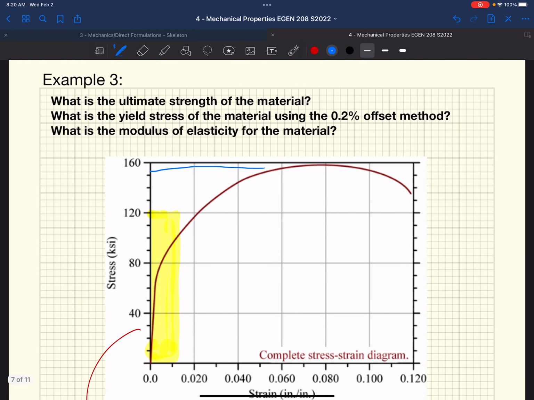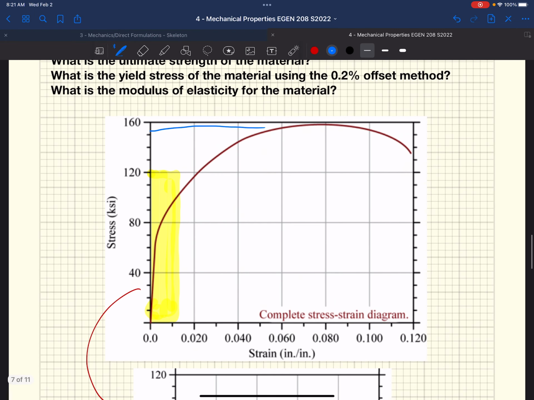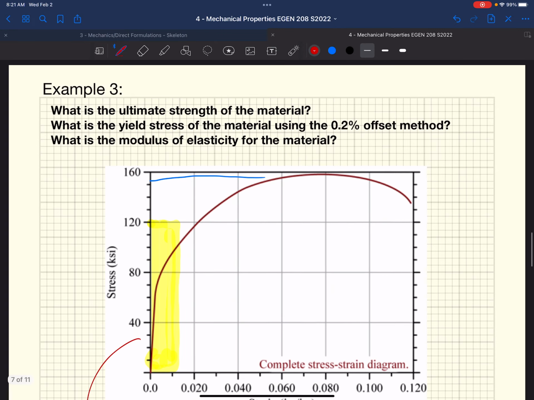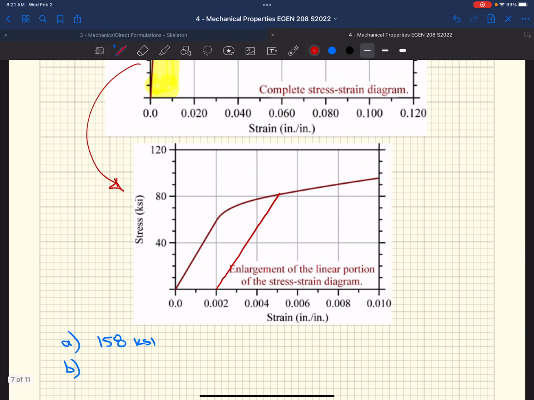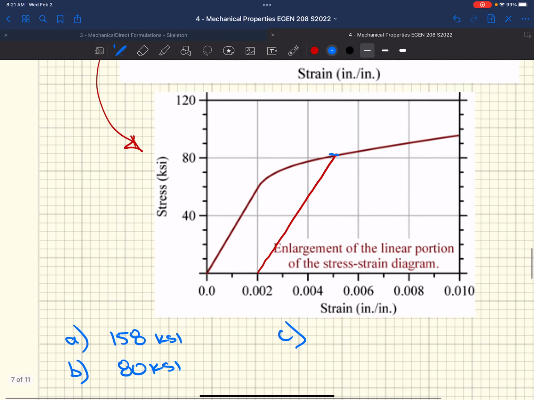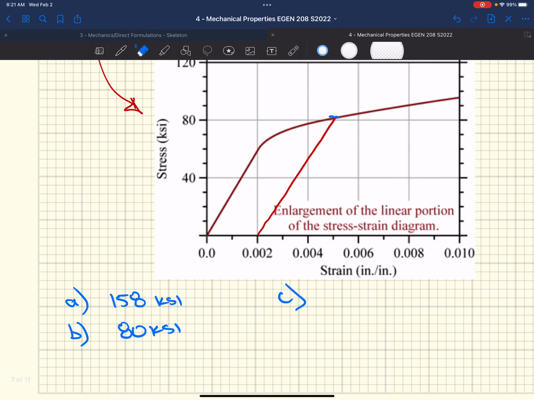What is the yield stress of the material using the 2% offset method? Well, we've got to implement our 2% offset method. We're going to do something like this. Based on that, what do you think our yield stress is? Around 80. 80, yeah, exactly. That's what I guessed too. I'm a little above 80. 81. All right, 81 it is. If you wrote 80, you're wrong.